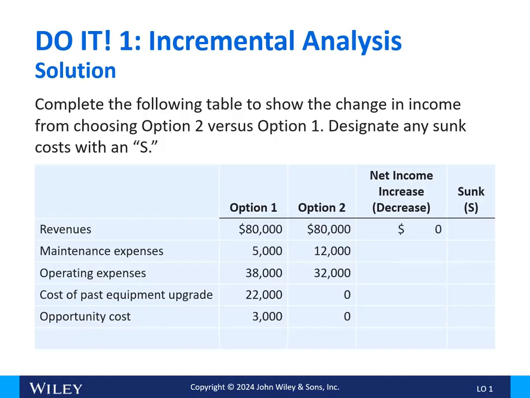Revenues are the same. Maintenance expenses, $7,000 higher under option 2, so it's going to decrease our income by $7,000 if we choose that option. Operating expenses, $38,000 under option 1, $32,000 under option 2. It's actually $6,000 better if we choose option 2.